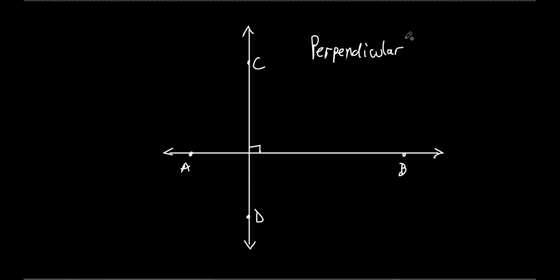P-E-R-P-E-N-D-I-C-U-L-A-R. Perpendicular. Okay. So these two lines are lines that are perpendicular. The angles aren't perpendicular. What's perpendicular? The lines are perpendicular. Okay.